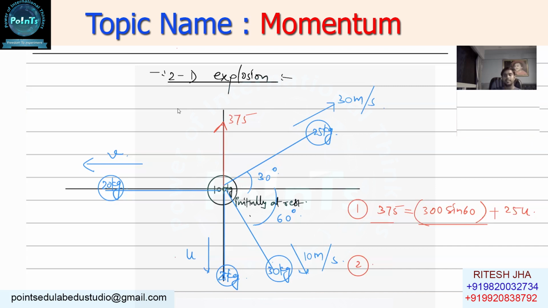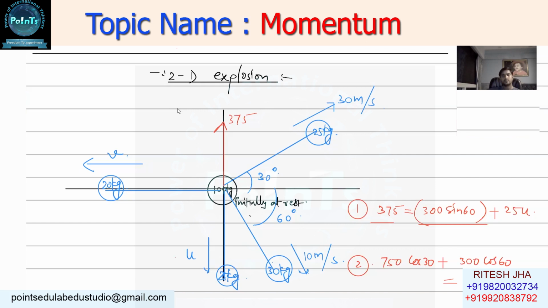Then how about the second part? Second part will be 750 cos 30 plus 300 cos 60. That is equal to 20V. Hang on, sorry. Okay, 750 cos 30 coming from. Okay, I see that. And then that's equal to V. Just 20V alone.